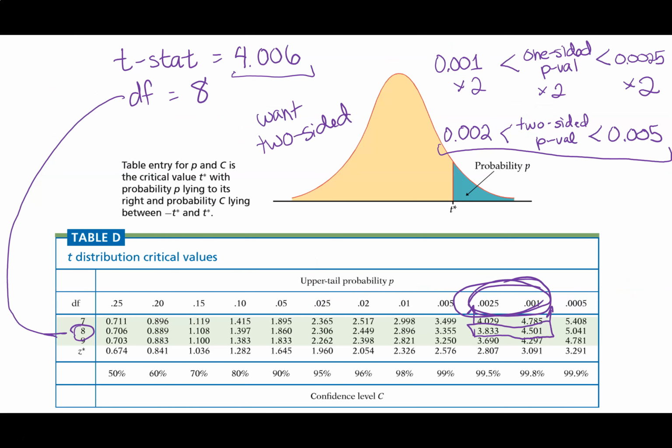0.0039. 0.0039 is between 0.002 and 0.005. So we're good. If it wasn't between those, something went sideways somewhere. They should agree. And we're perfectly happy if you say, hey, with a p-value of 0.0039 or with a p-value between 0.002 and 0.005. We're happy with either.